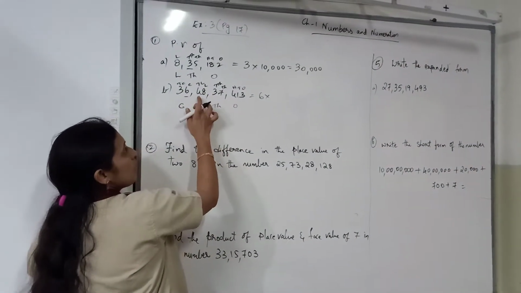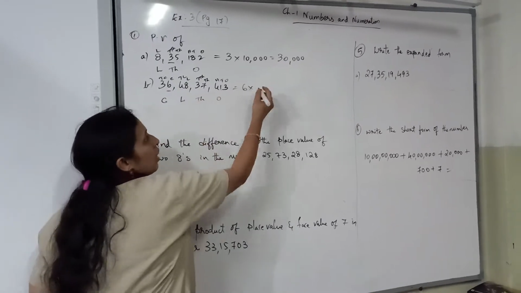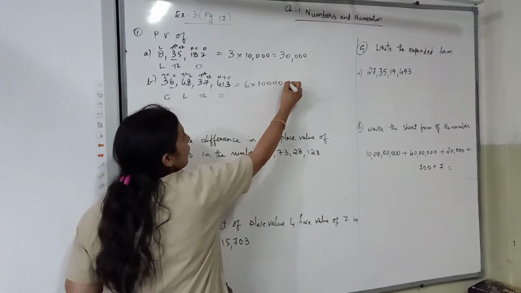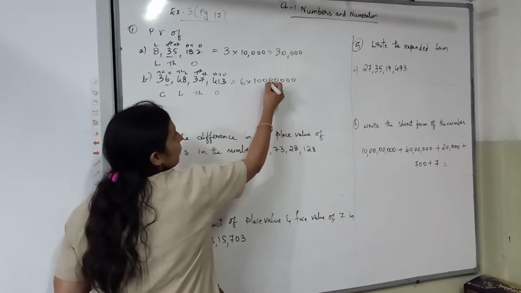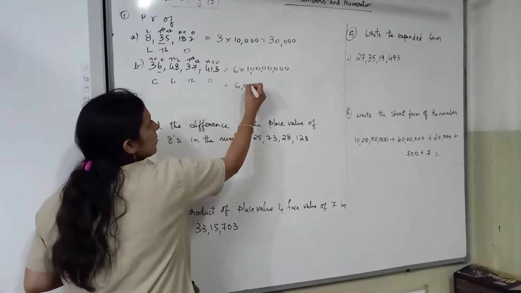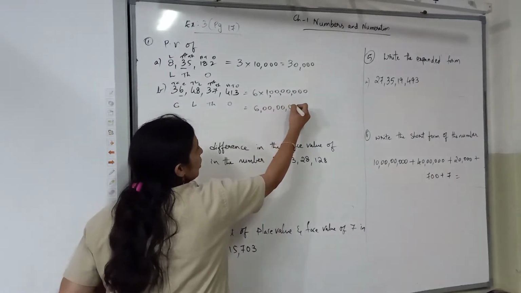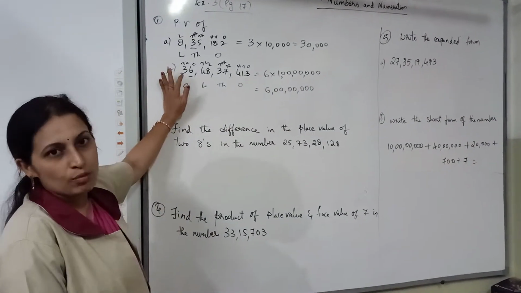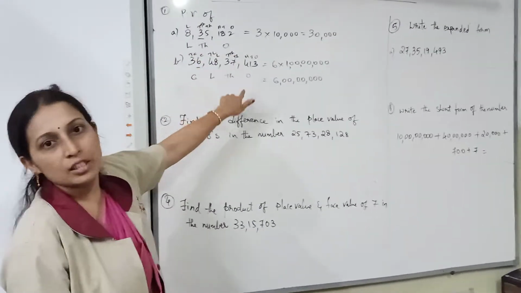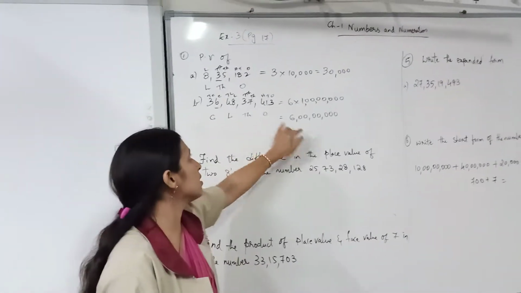So 6 into 1 crore. So how many zeros are there? 1, 2, 3, 4, 5, 6, 7. 1 crore has 7 zeros. So 6 into 1 crore is nothing but 6 crores. So 6 crores is the place value. As the name suggests, it is the value at that particular place, we are just finding it.